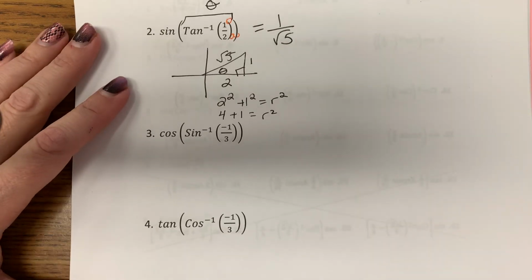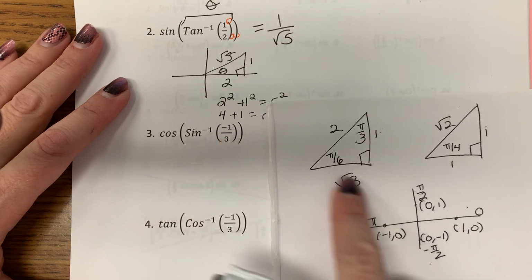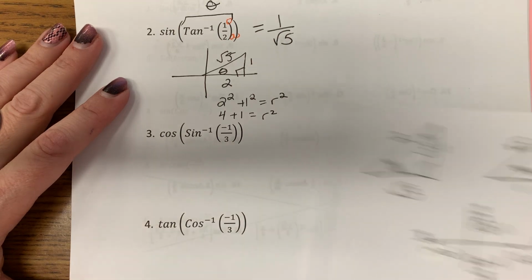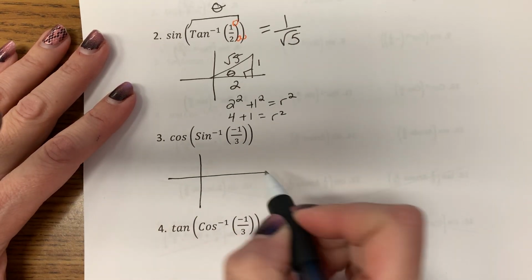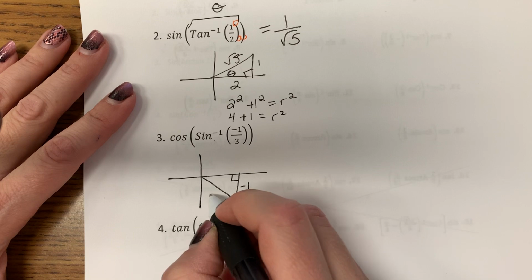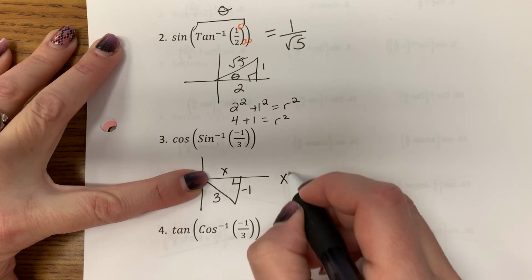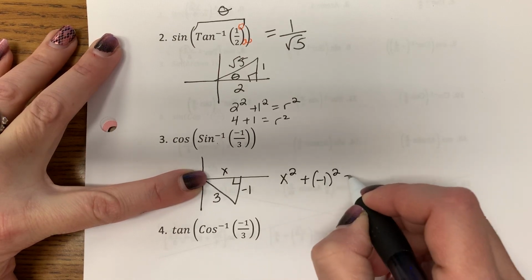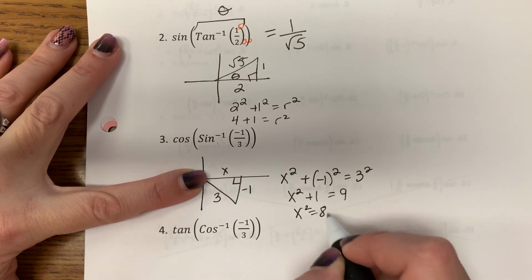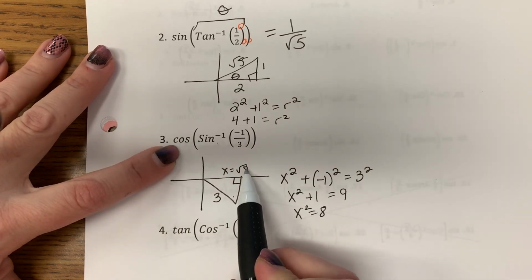Okay, so then for 3, for opposite and hypotenuse, neither of those values come from a picture. I don't have any opposite with a hypotenuse of 3. So that means, again, I have to draw my own picture. Sine inverse is negative in the fourth quadrant. So this is down 1 with a radius or a hypotenuse of 3. So to get my x value, x squared plus -1 squared equals r squared. So this is the square root of 8. So cosine of this picture is root 8 over 3.